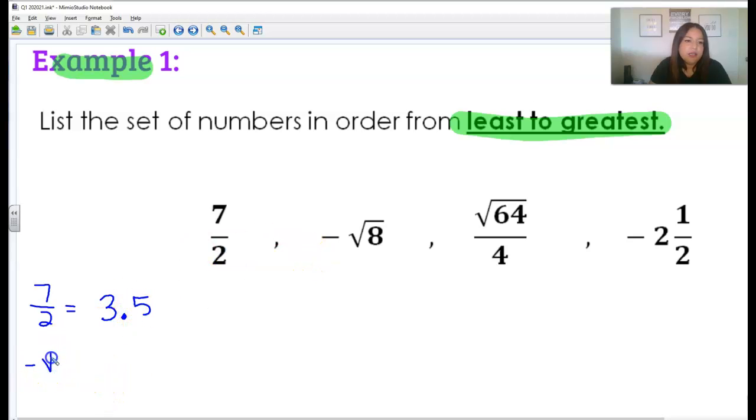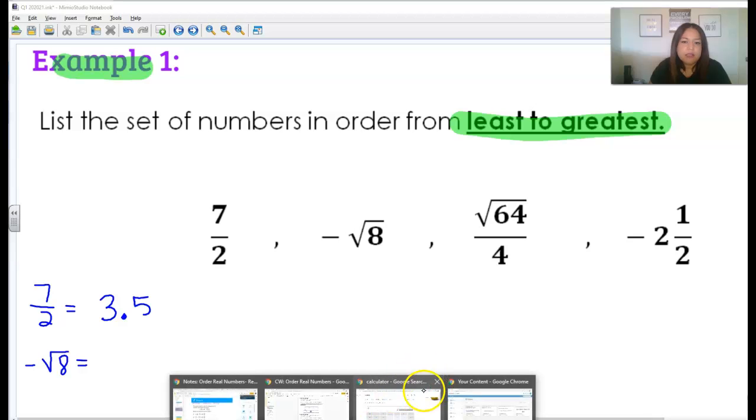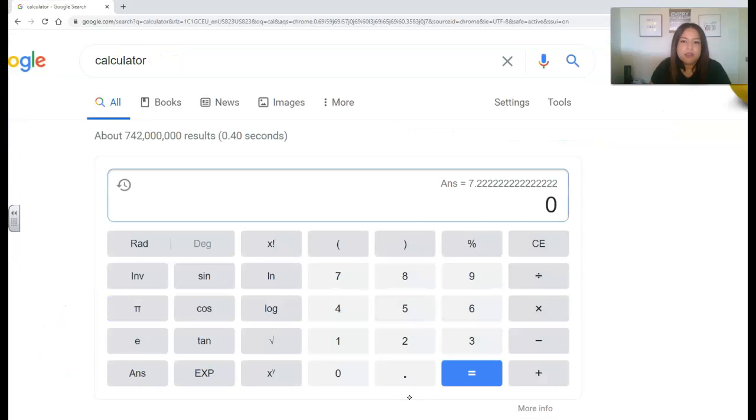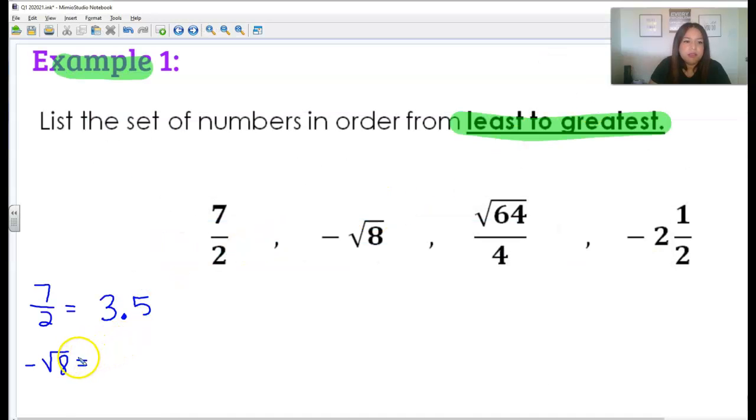Then I'm going to go negative square root of 8. I type this in my calculator, clear this, negative square root of 8, enter. Now remember, I want 2 digits, so I'm going to look at that second digit behind the decimal, and because the neighbor is an 8, I'm going to round it up to a 0.83. So this is going to be approximately negative 2.83. And then we have this one.